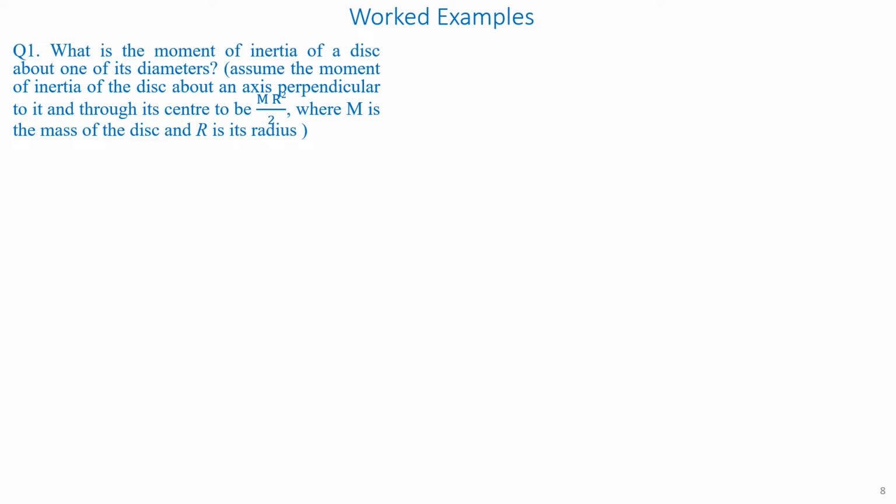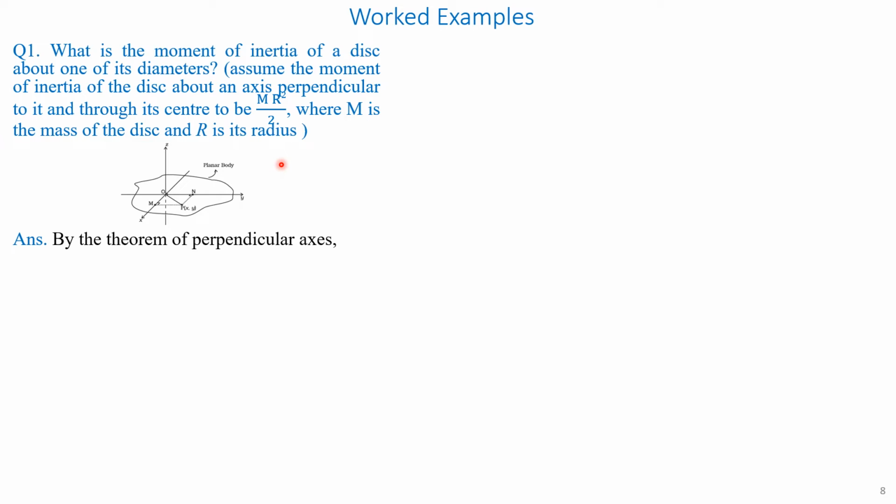Question number 1. What is the moment of inertia of the disk about one of its diameters? Assume that the moment of inertia of the disk about an axis perpendicular to it and through its center to be mr square by 2, where m is the mass of the disk and r is the radius. Please read the question once again and I will proceed with the answer.